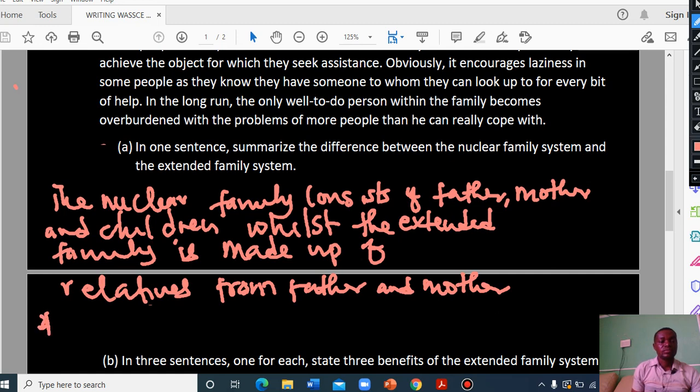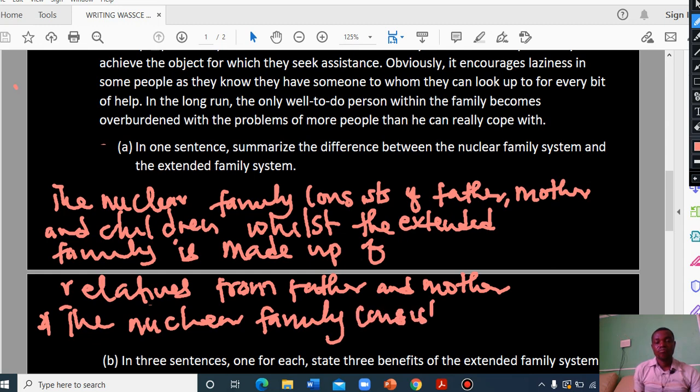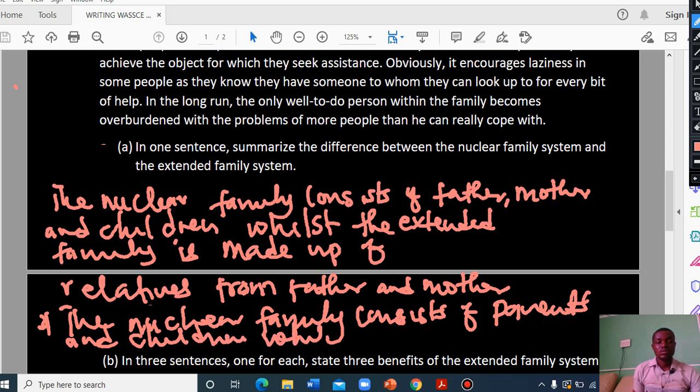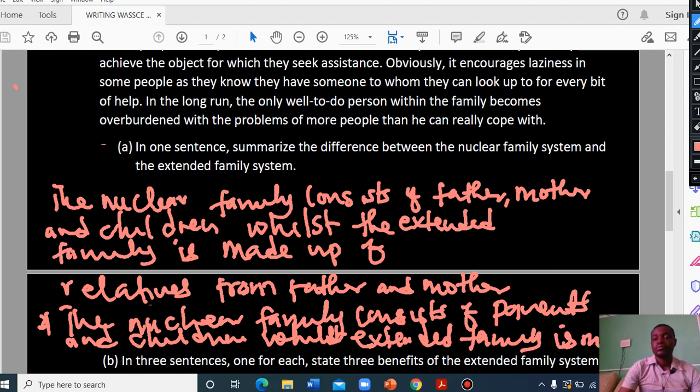You can simply state it as: the nuclear family consists of parents and children, whilst extended family is made up of relatives. That is also accepted. Good. So let's go to question 2.